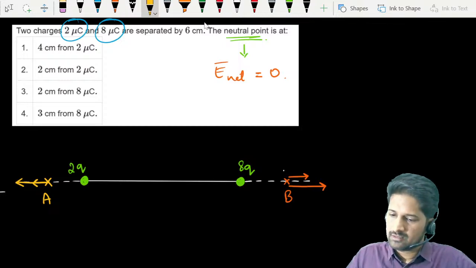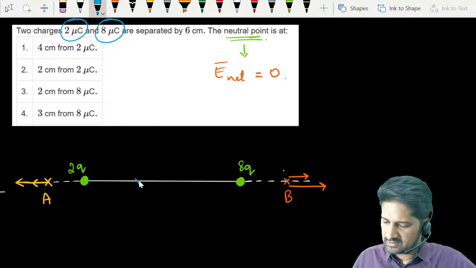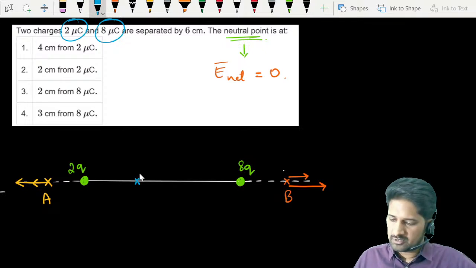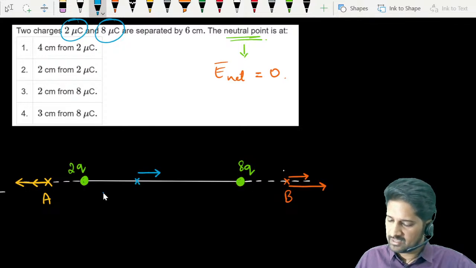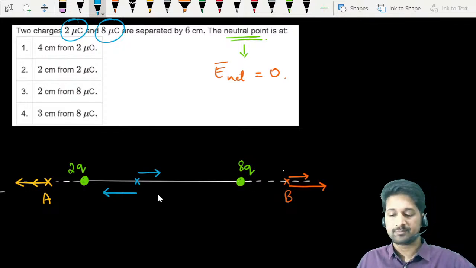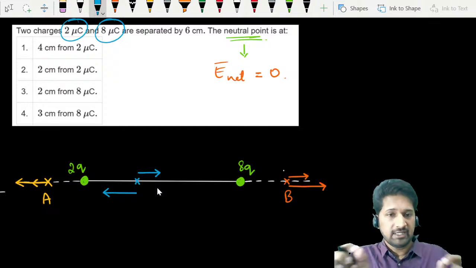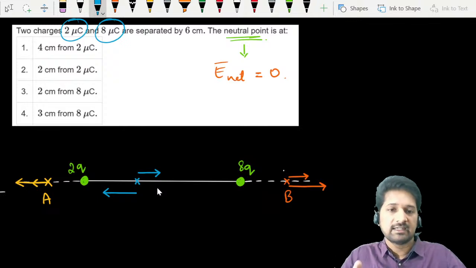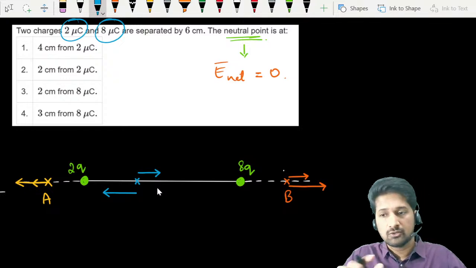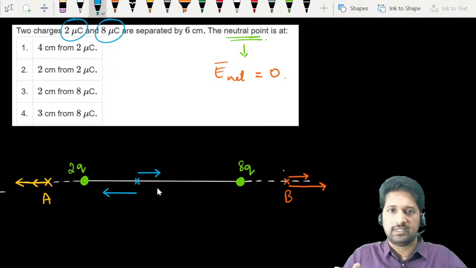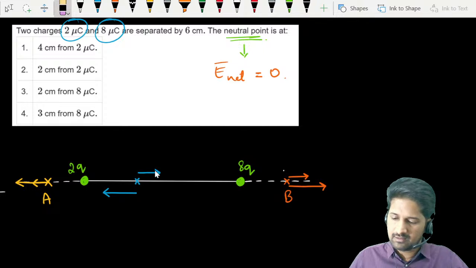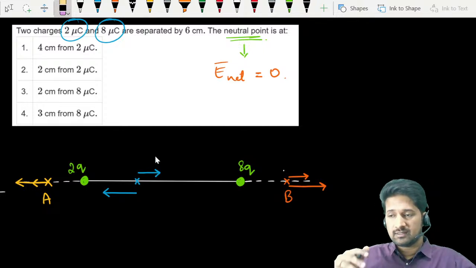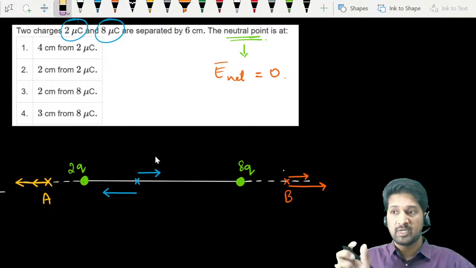Now consider a random point between the two charges. 2q being a positive charge produces a field directed away from itself, so towards right. 8q being a positive charge produces a field directed away from itself, so towards left. So in the space between the two charges, their electric fields are in opposite directions. So there is a chance that fields cancel. I'm not saying they will cancel everywhere, but there is a chance that they will cancel. For fields to cancel, the direction should be opposite, but the strength, the magnitude, should be the same.